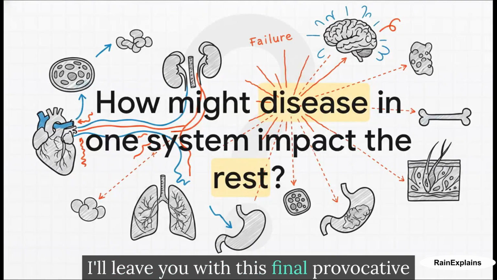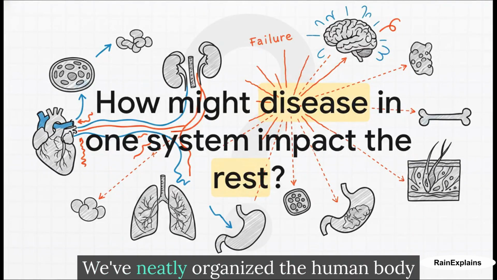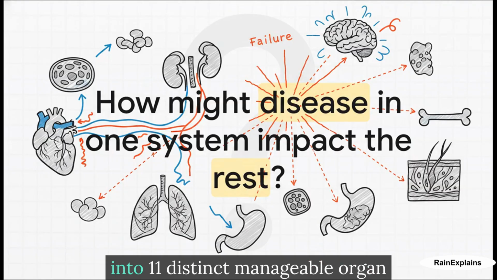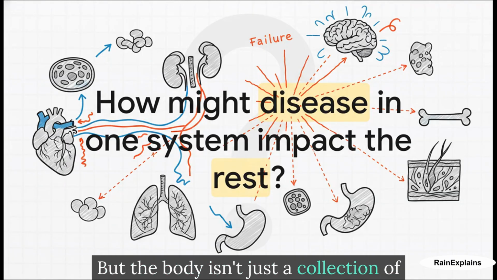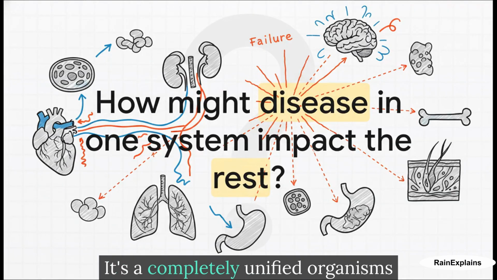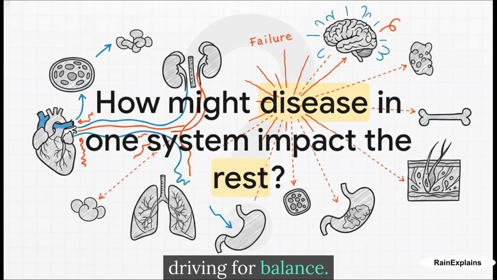I'll leave you with this final provocative thought. We've neatly organized the human body into 11 distinct, manageable organ systems to understand them better. But the body isn't just a collection of isolated parts, it's a completely unified organism striving for balance.